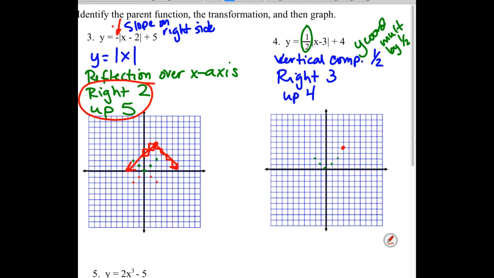The point that's at 1, 1, if I compress it to half its size, now it's at 1, 1/2. Okay, it's only halfway up. And then I'm going to move it right 3 and up 4. The point that's at 2, 2, if I compress it to half its height, now it's going to be at 2, 1. And then right 3 and up 4. That is the right side of my V.